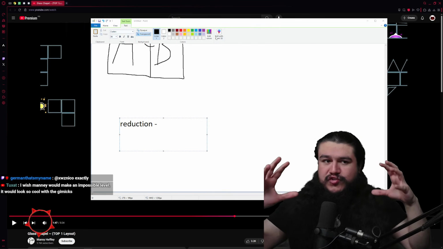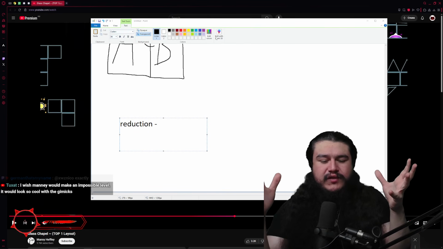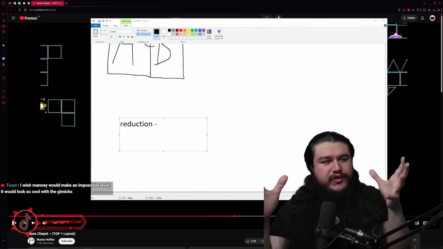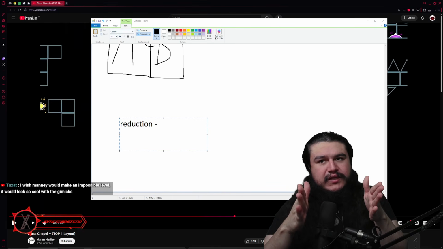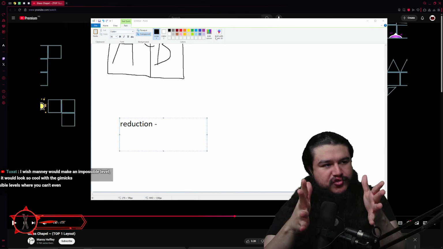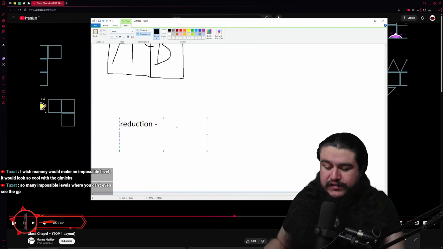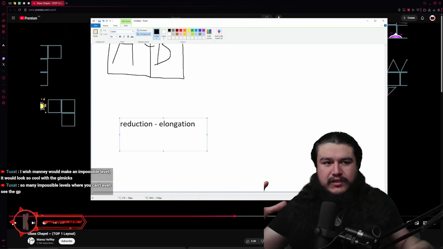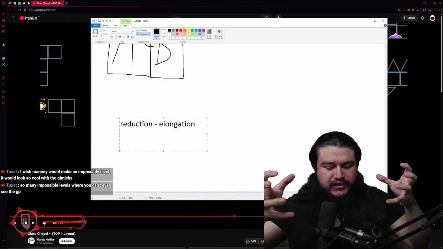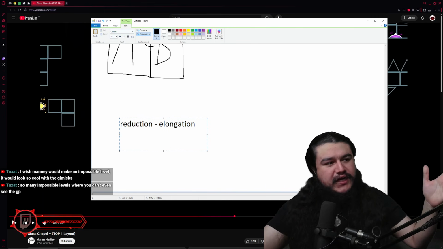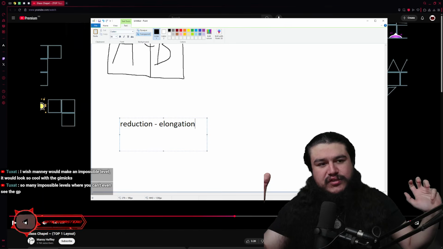So reduction is when you have a melody. So let's say we have a 3-second melody. We compress it. Now it's a 1-second melody. Same melody. It's just happening over the course of 1 second instead of 3. So it's faster. The opposite of reduction is elongation. Elongation is we have a 3-second melody. Now we're going to stretch it. And now it's going to be a 5-second melody. Proportionately, everything is going to stay the same.